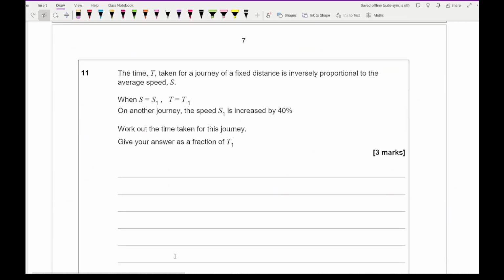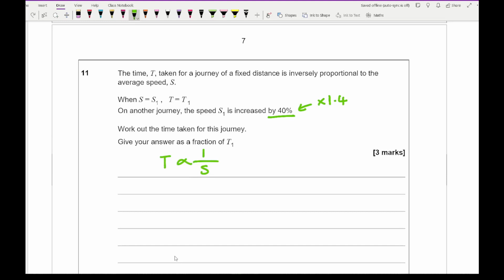Then moving on to question 11, it says that the time T taken for the journey is a fixed distance is inversely proportional to the average speed. When S equals S1 and T equals T1 on another journey, the speed of S1 is increased by 40%. Work out the time taken for this journey. So for this, we know that when we're increasing by 40%, we're going to be generally multiplying by 1.4. Now, because we are inversely proportional, here we've got T equals K times 1 over S.